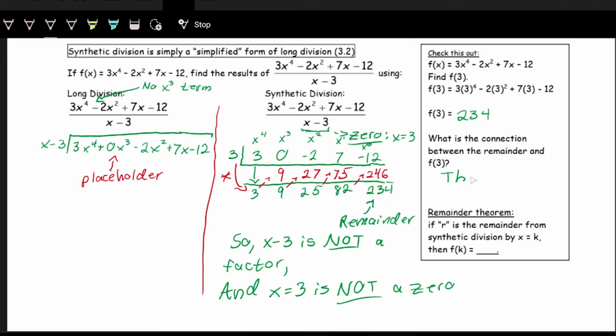So the remainder and this output result, f of 3, are the same. So we'll say they're the same. And this will actually happen every time. This is what we call the remainder theorem. So if r is the remainder from doing synthetic division or even long division, then what that means is that if we're using x equals, say, k as the potential 0, then we do that synthetic division with the k. That is the same result as when we plug in k into the function.